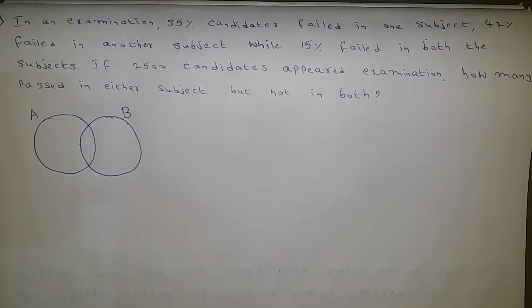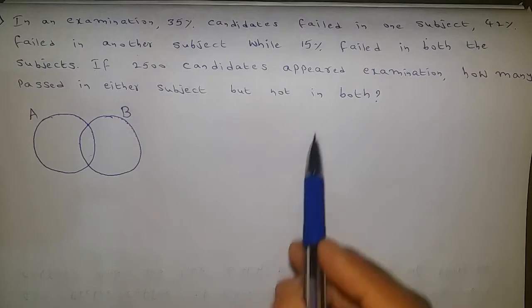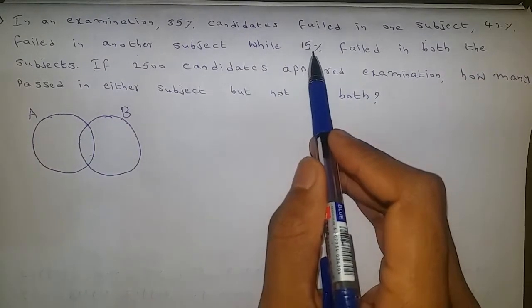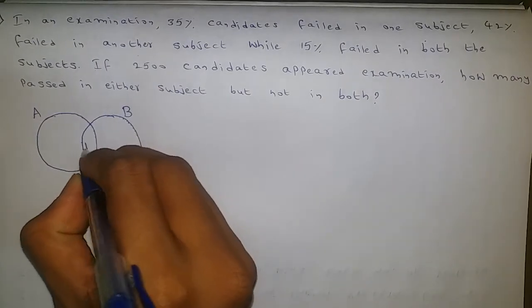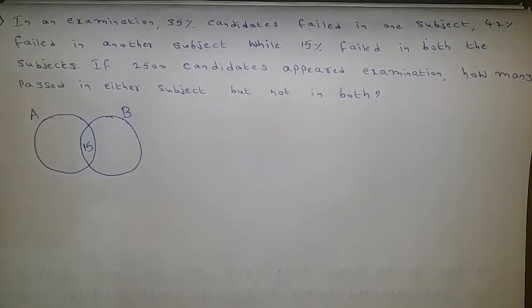Now let us check. Whenever we are using the diagram, we need to go for the both part first. While 15% failed in both the subjects. So 15% students completely failed in both the subjects.